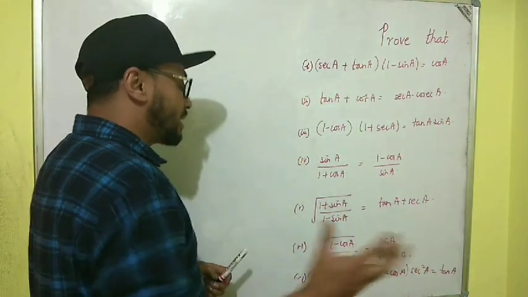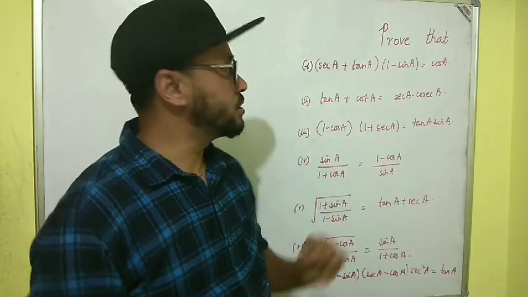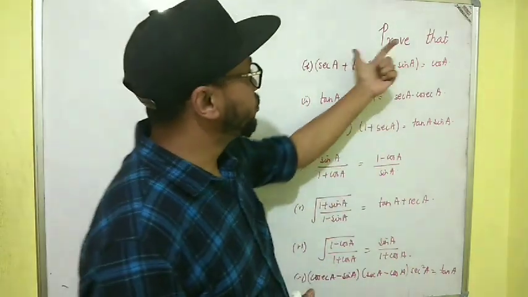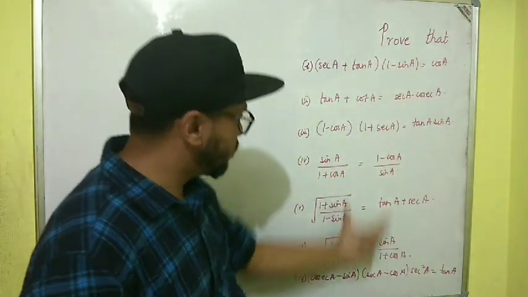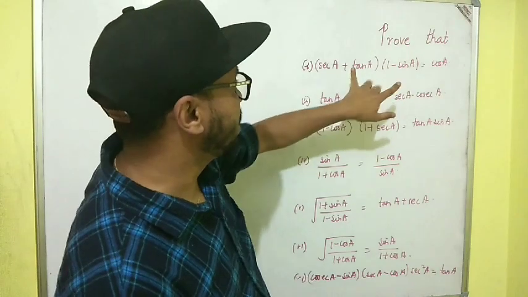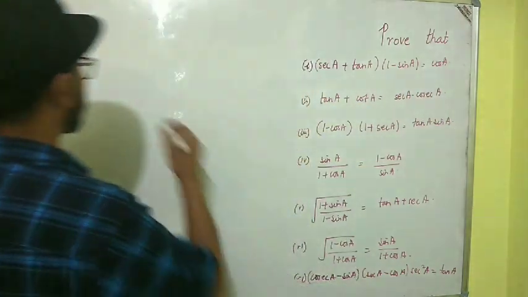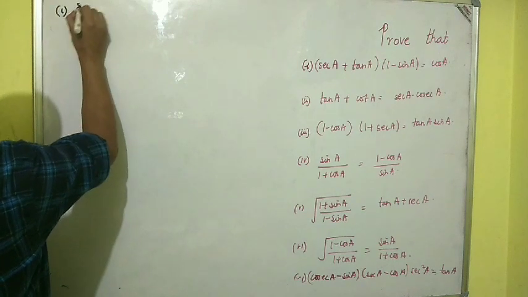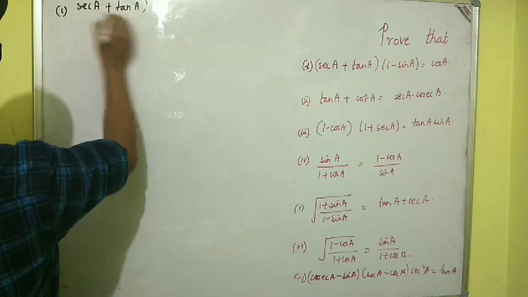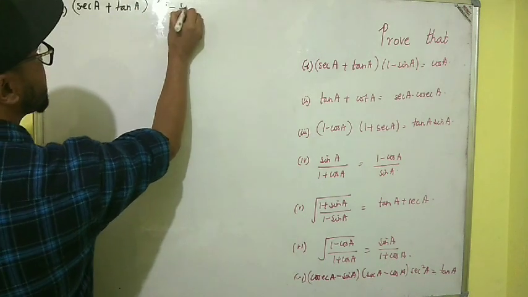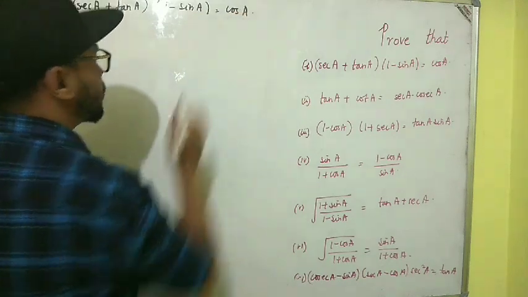Now usually from this section, trigonometric identities, you will get a question like this: prove that left hand side is equal to right hand side. So if we go through all the questions, what we are doing is proving that left hand side is equal to right hand side. Let's take the first example. It says (sec a plus tan a) into (1 minus sin a) is equal to cos a. So this is what we are proving.